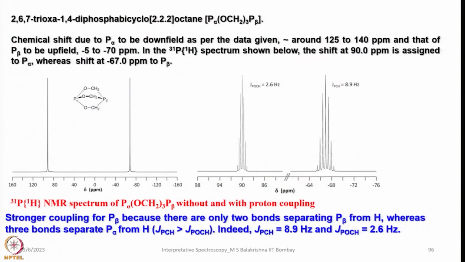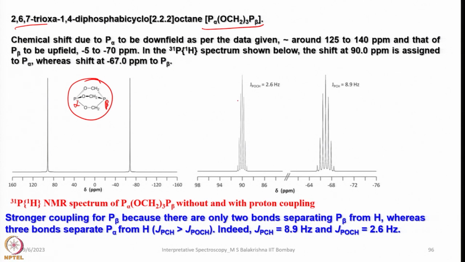Now let us look into very interesting examples here. I have taken one example of 2,6,7-trioxa-1,4-diphospha-bicyclo-2,2,2-octane, something like this. The structure is also shown here. And if you just look into the spectrum, this is the phosphorus proton decoupled spectrum, whereas this one is the coupled spectrum. It shows two singlets. I have labeled them as alpha and beta. Two signals are there. Both of them appear like septets, having 7 lines.